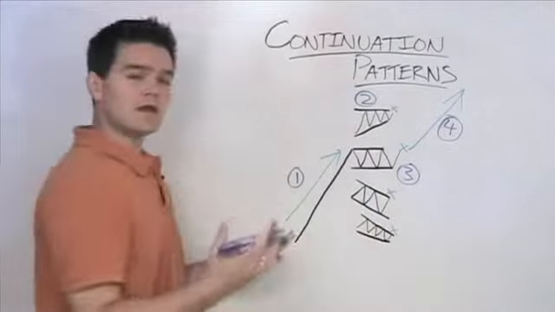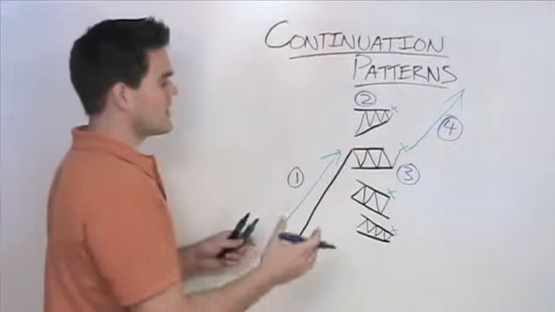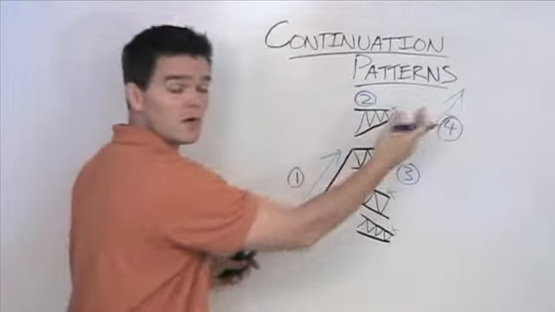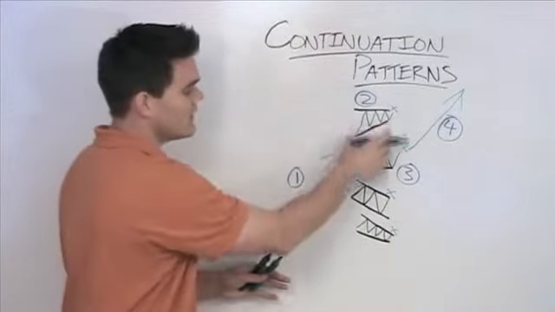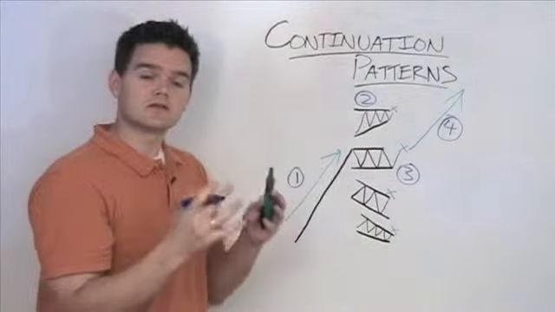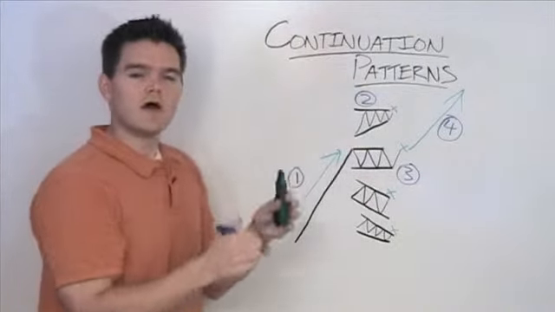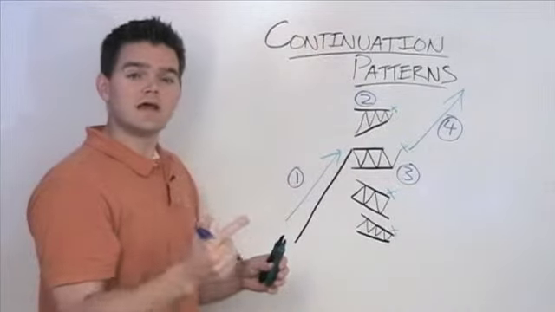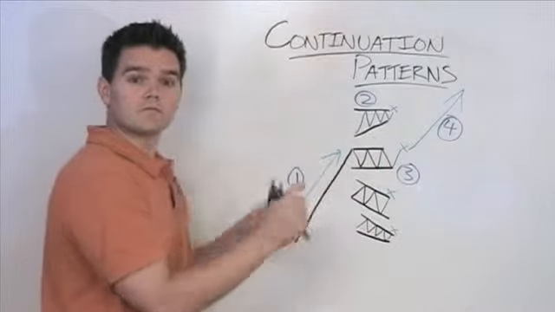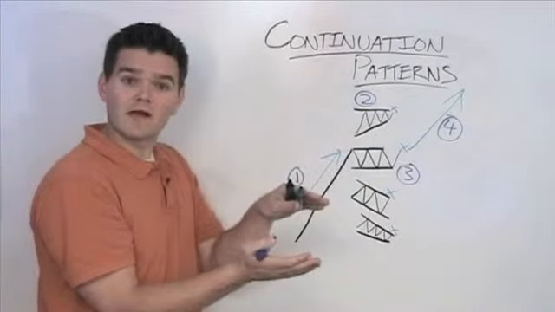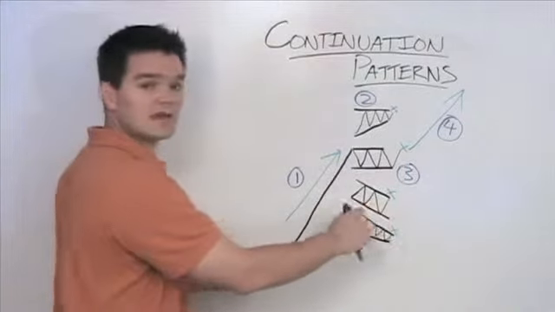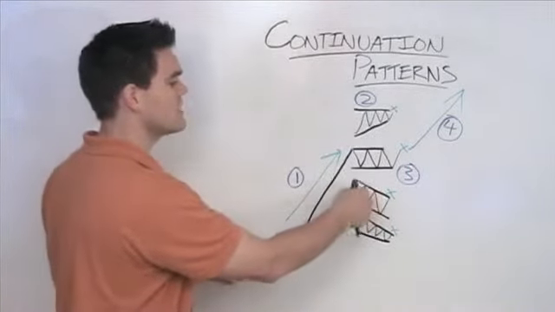So a continuation pattern tells us that we are going to see the previous trend continue once we get out of the consolidation period. And so the standard consolidation period shapes that you'll see are flags, wedges, and triangles. So this would be a flag here. Anytime the resistance level and the support level are parallel, we call it a flag.